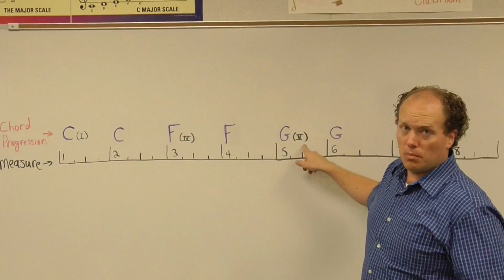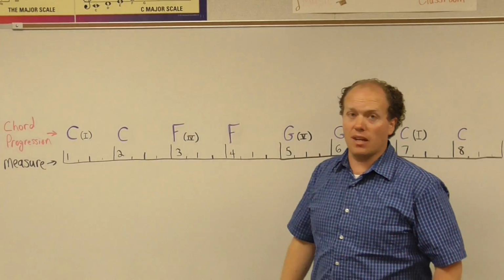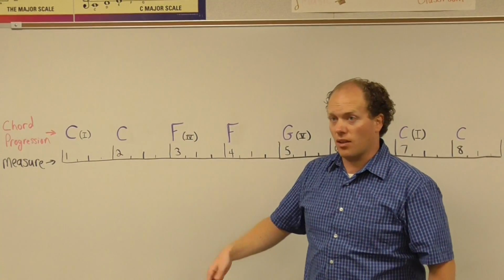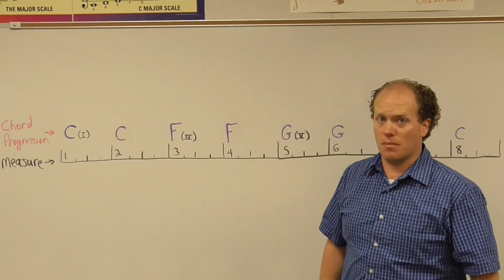The 5 in the chord pattern is obviously just adding the 5th: C, D, E, F, G. So if I count from C all the way to G, that's how I get my pattern.